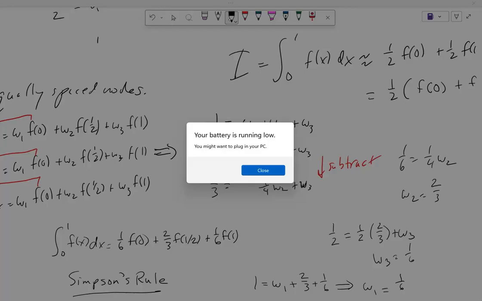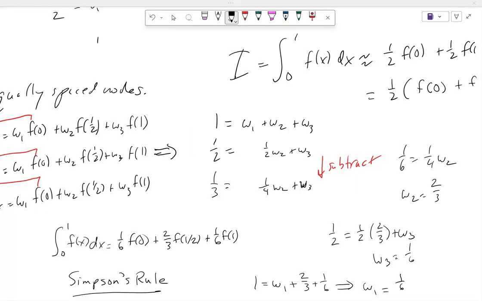Oh, great. Thanks for telling me. I'm so happy that my battery is low. How much battery is left? 6%. Oh, well, my recording might die. Who knows? Got 10 minutes and 6%. Let's see what happens. All right.